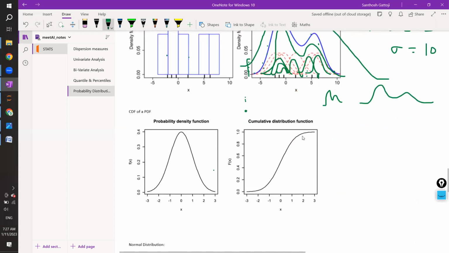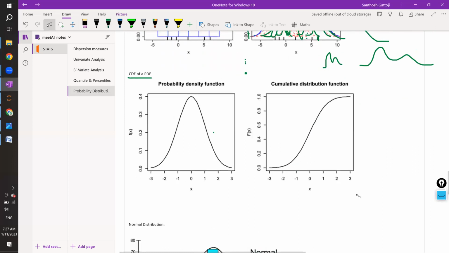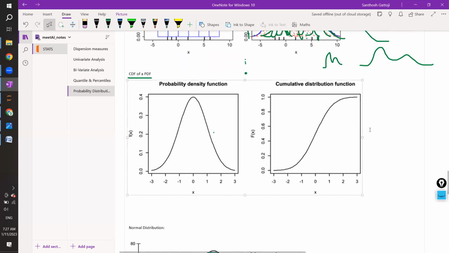Fine. So now finally we'll see something called the CDF of a PDF. Yesterday we saw the cumulative distribution function of a PMF, right? So now, what to do with the PDF, the probability density function? I'll try to explain this graph. So let's say this is a PDF, probability density function, and this is the cumulative distribution function of this function.